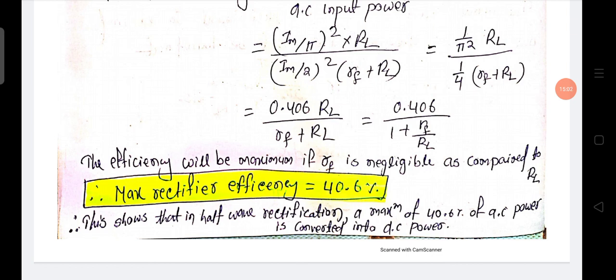To overcome that problem, we use a full wave rectifier. And that full wave rectifier we will study in the coming class.